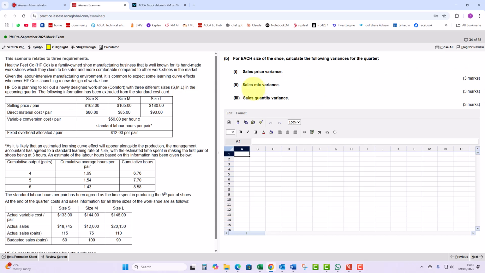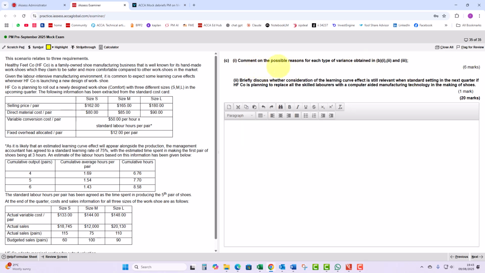Variance calculations like this, if you can get your head around them through building up a good technique and practice, really easy marks to get for mix and quantity variances, because once you've got the system in place, you just need to put the figures in and get the answer, whereas a lot of people just can't get it in their head of how to do variances, and so they would maybe miss out on a lot of those 9 marks. And then 6 marks, comment on the possible reasons for each type of variance. Well, there are 3 types of variances for 6 marks, so we can probably estimate 2 for each.